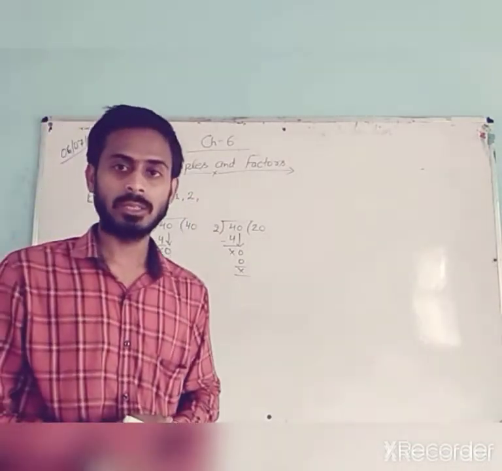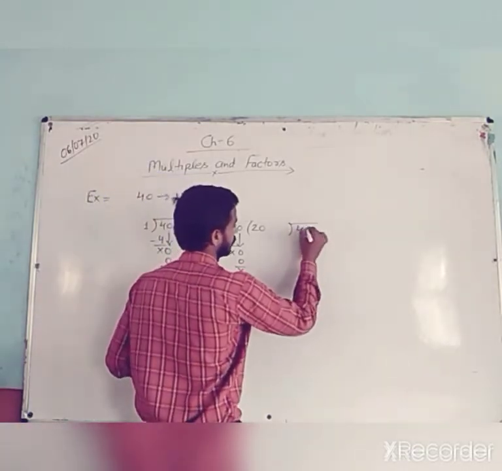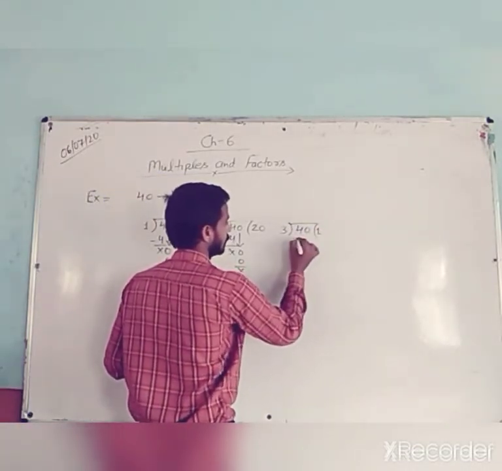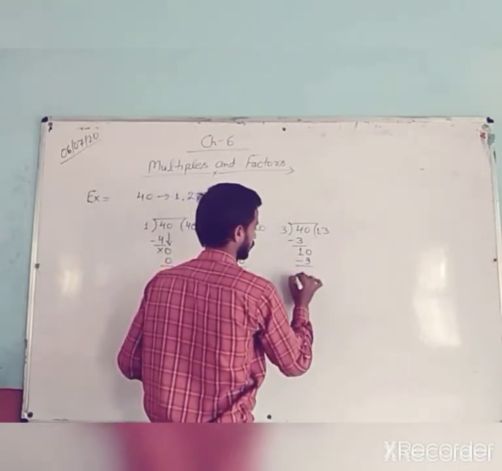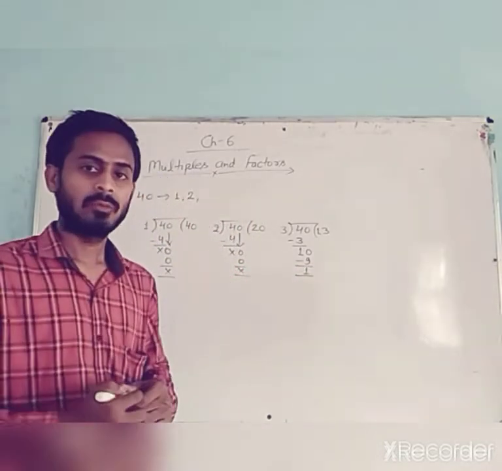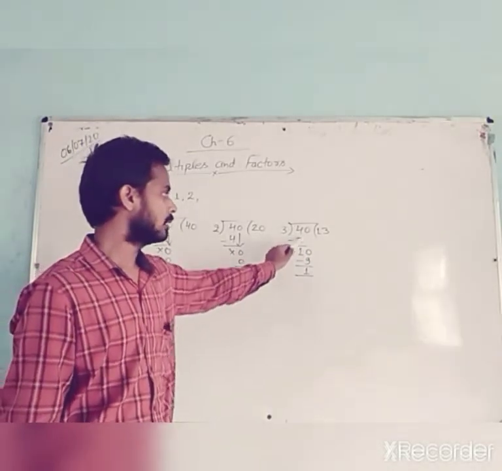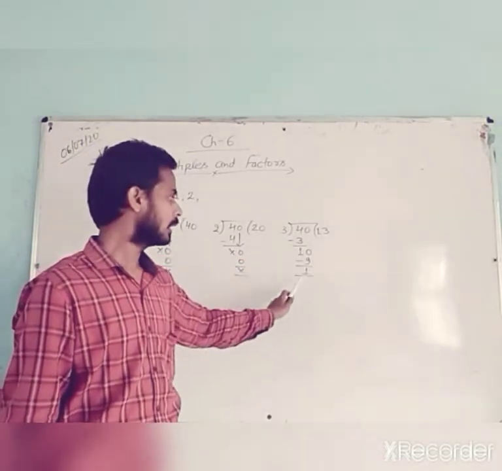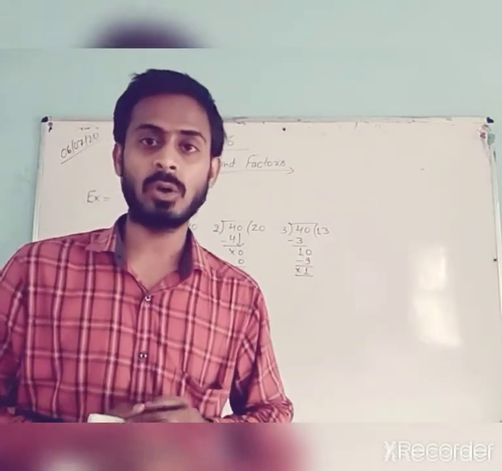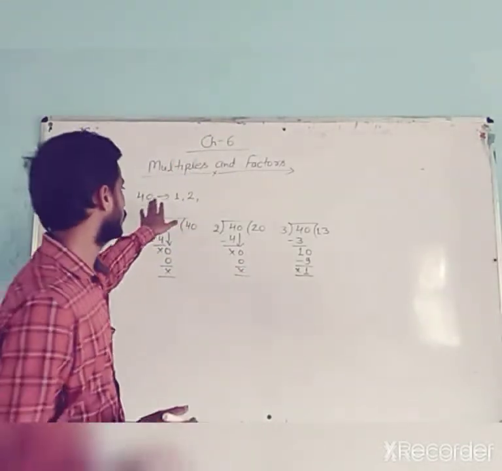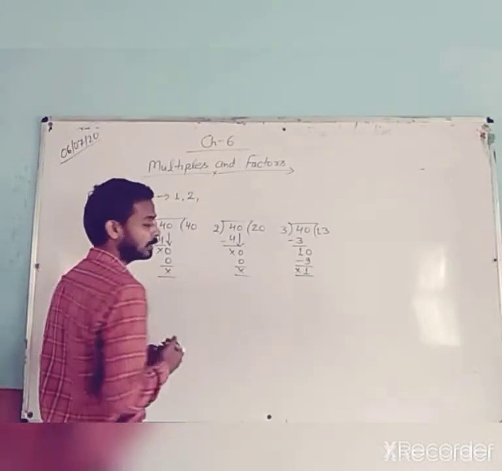Now 3. Divide this number 40 by 3. 3 ones are 3. See, when we divide 40 by 3, then 3 ones are 3. 4 minus 3 is 1, 0. 3 3s are 9. We have 1 as remainder. It means 3 is not a factor of the number 40. Clear? Now 4. 4 tens are 40.